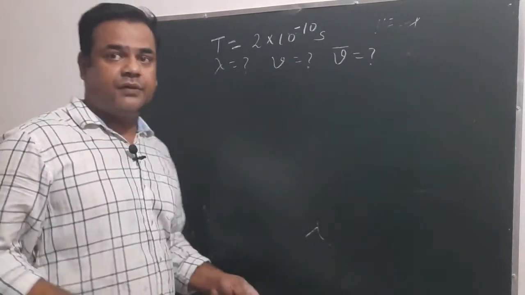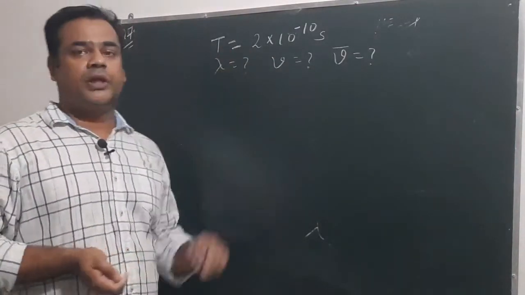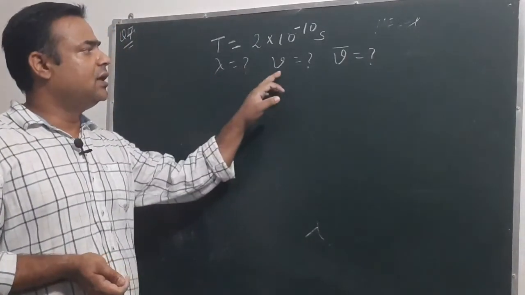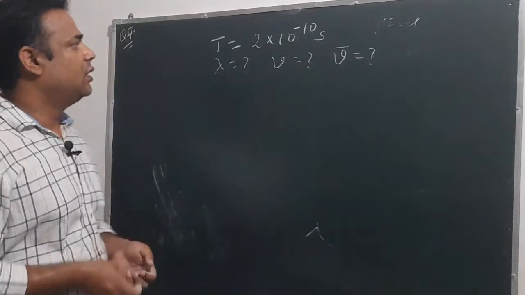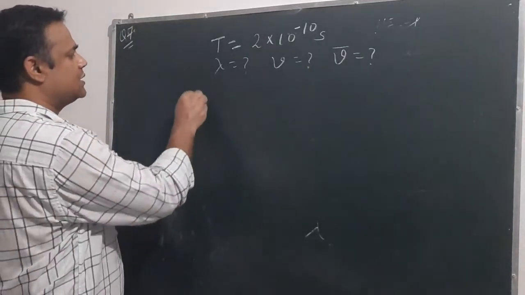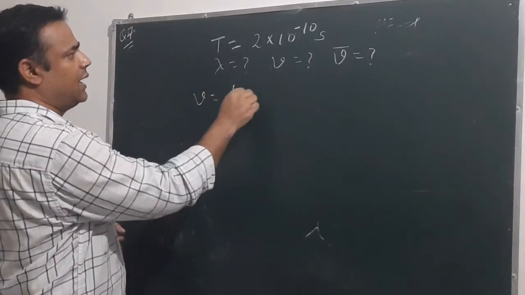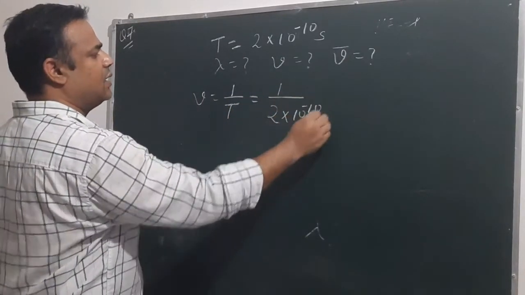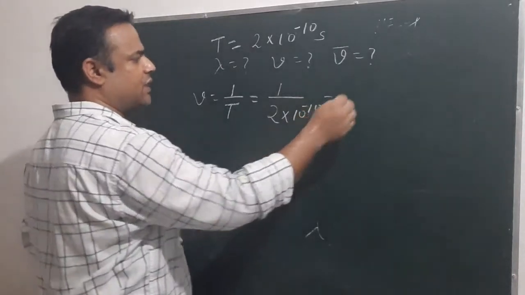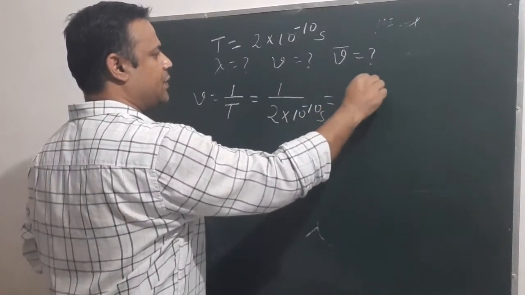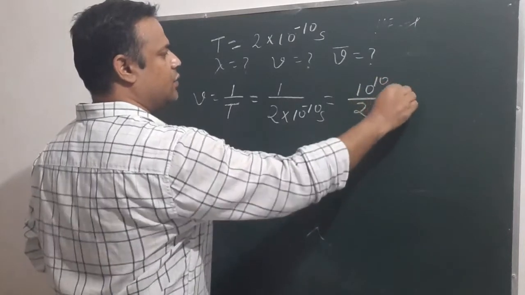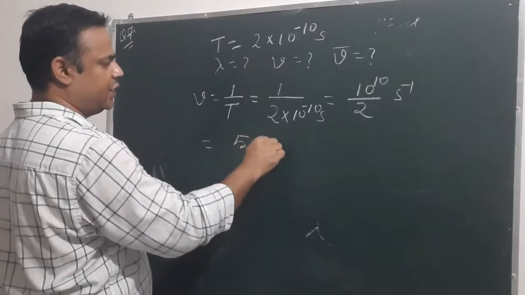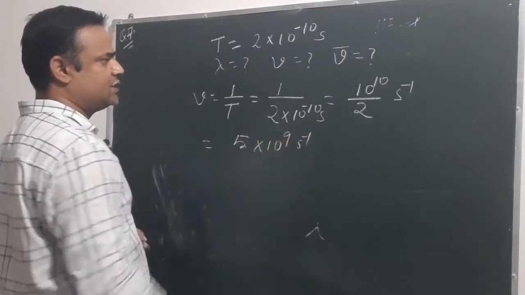In question number 7, we have time period 2 into 10 to the power minus 10 second, and with the help of this information we have to calculate wavelength lambda, frequency and wave number. We know the relationship frequency equals 1 upon T, and this will be equal to 1 divided by 2 into 10 to the power minus 10 second. It will come into second inverse and we will have 10 to the power 10 divided by 2 into second inverse. From here we can write 5 into 10 to the power 9 second inverse is the frequency.